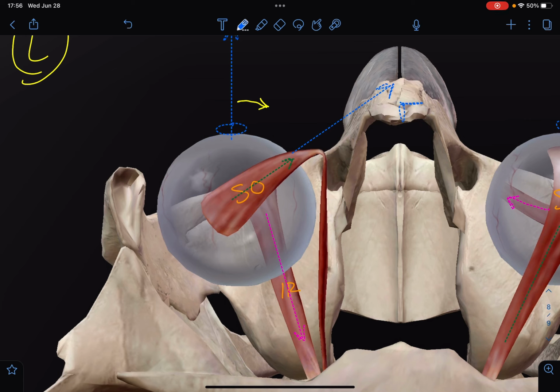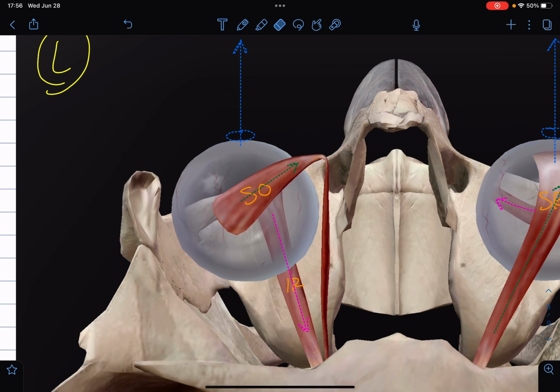And then in this case, you would instruct the patient to look down, because the superior oblique and inferior rectus muscles are causing you to look down. You do the same thing for the other muscle, which is your inferior rectus.